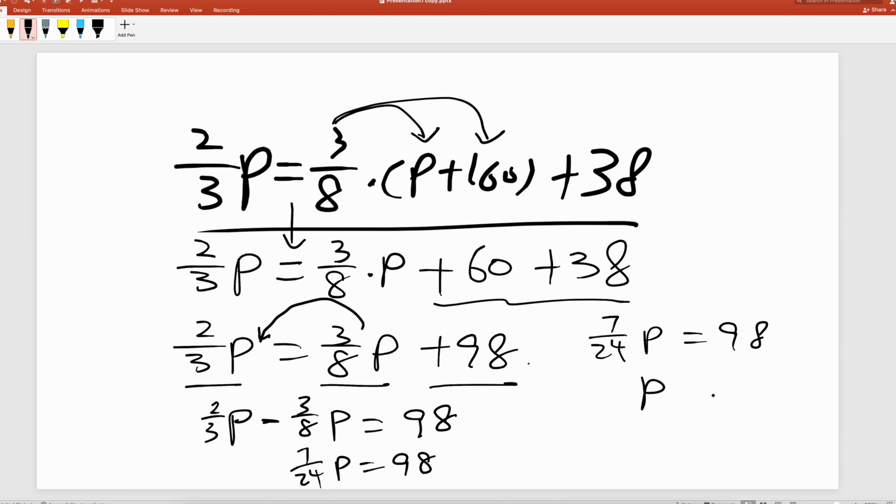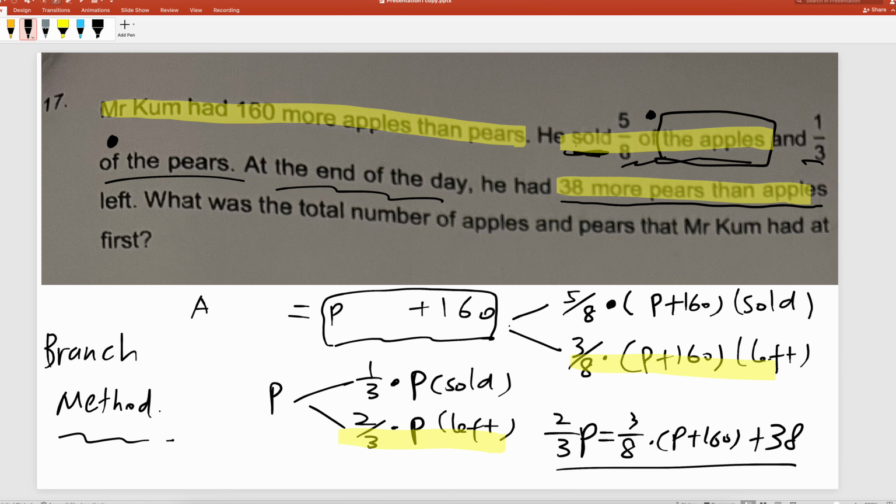So how do you get P? You just divide. The left hand side, you divide by 7 over 24, 你就直接 divide 前面的, so 这个也要 divide by 7 over 24. What's the answer for P? 336. So P equals 336. Let's go back to the branch. P 是 336, so I just put it there.